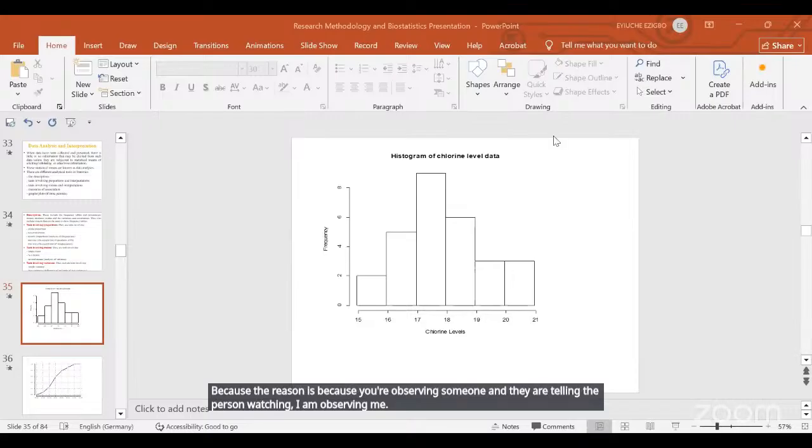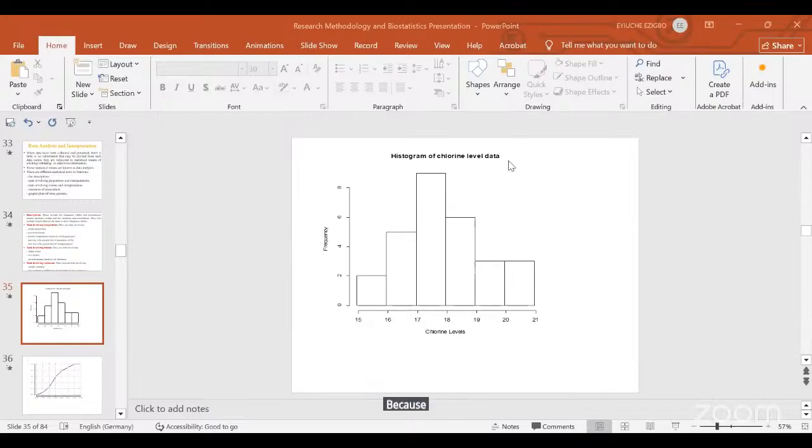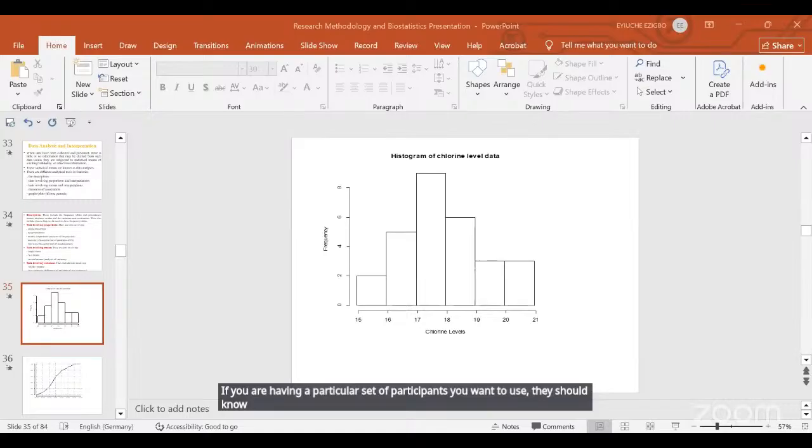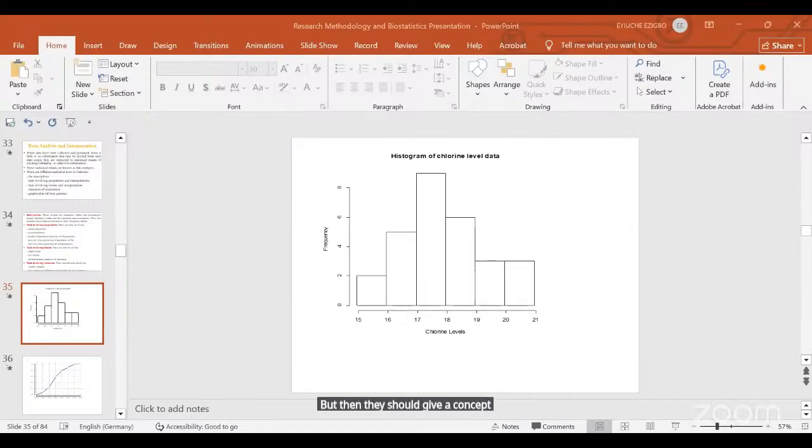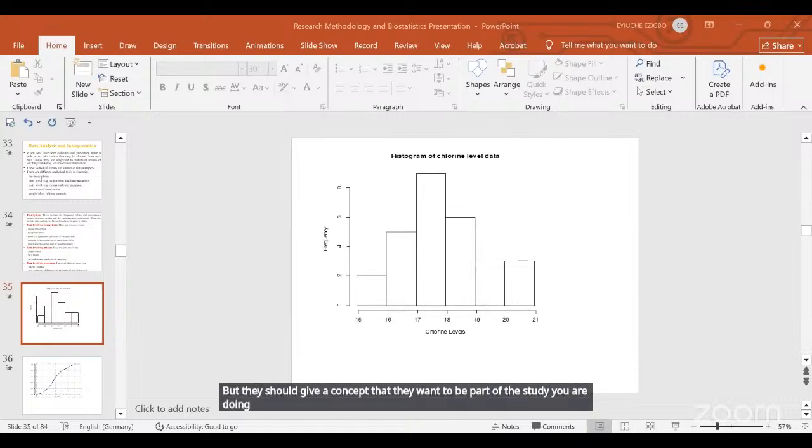If you tell someone that you are observing, the person will adjust. And the information that you are getting, you may not be able to get it. What is important there is if you are having a particular set of participants you want to use, they should know that they should give a consent that they want to be part of the study you are doing. But if it is a matter of observation, then you don't need to inform them that you're observing them.